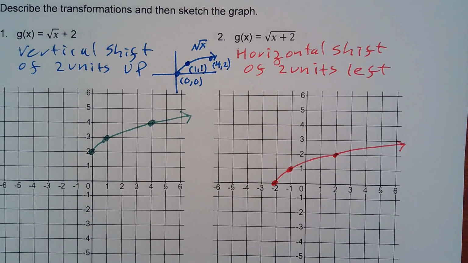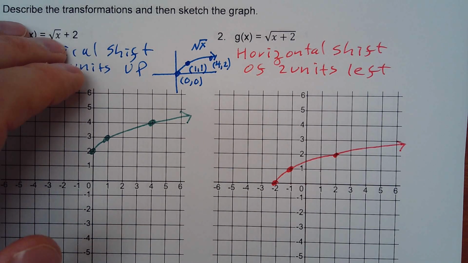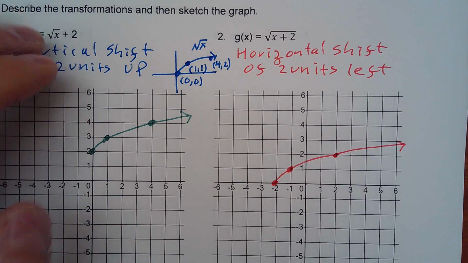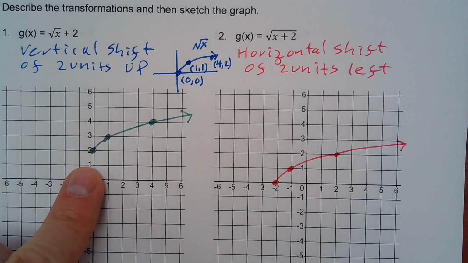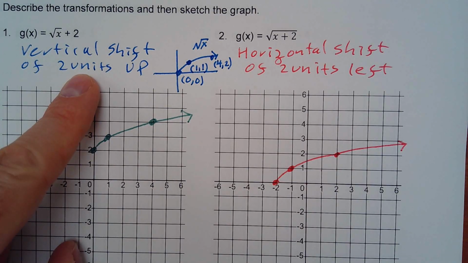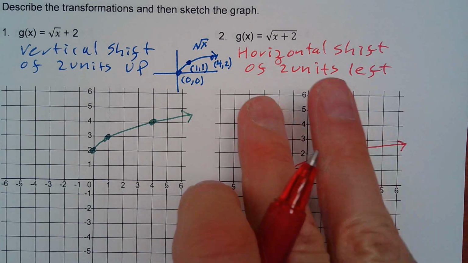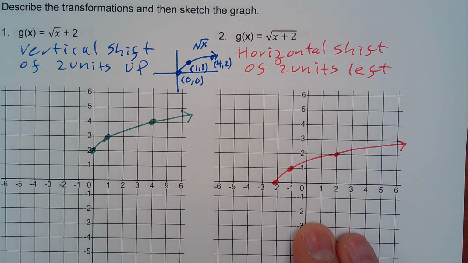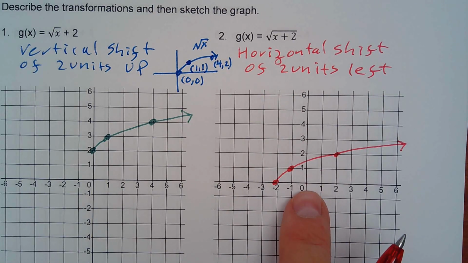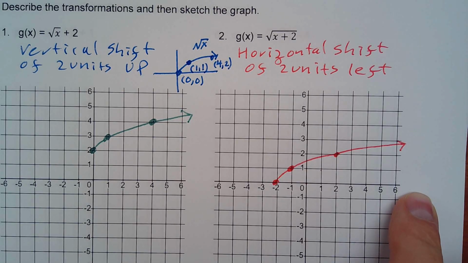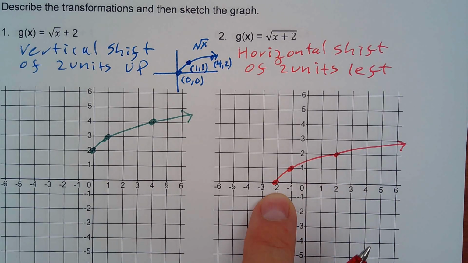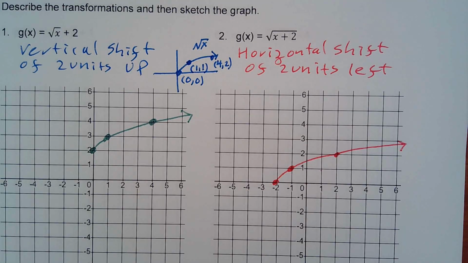Now notice when you have a vertical shift, it's not going to change the domain compared to your parent function, but it's going to change the range. My range now would be 2, including 2, to positive infinity. Whereas if I have a horizontal shift, that's going to affect the domain. My original domain here was 0 to infinity including 0. Since it got moved to the left 2 units, the domain of this new function would be bracket -2 to infinity.